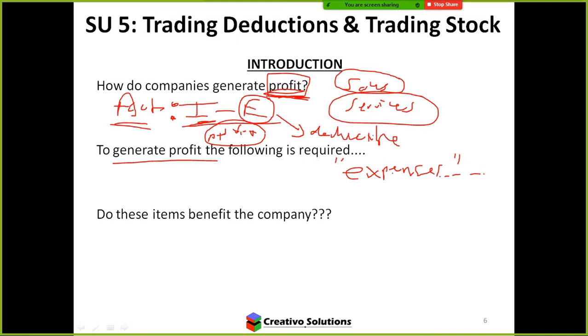Yes, but spending money on the right things in the company is going to hopefully help the company. Does it make sense?